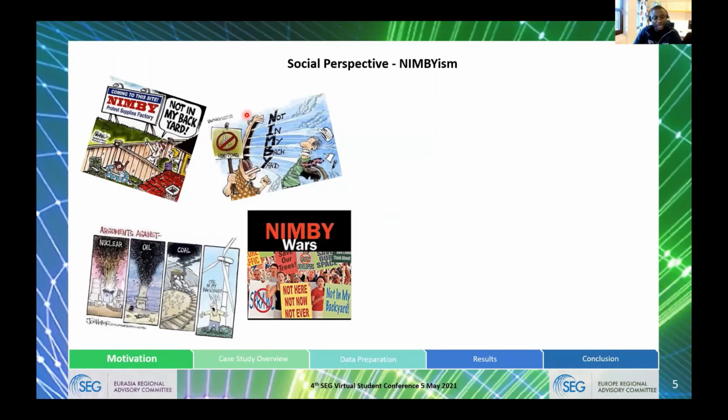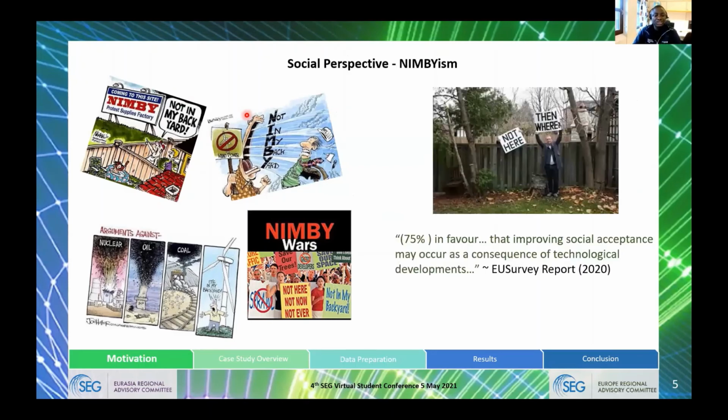It's a social propaganda against infrastructural development within residential vicinities of people. Although this is a problem, there are also differing opinions, which create a silver lining. Some other people are saying, if not in our backyards, then where? A recent survey by the EU shows that more people are willing to accommodate this infrastructural development, provided that there is technological improvement to curb the negative externalities that arise from this project.